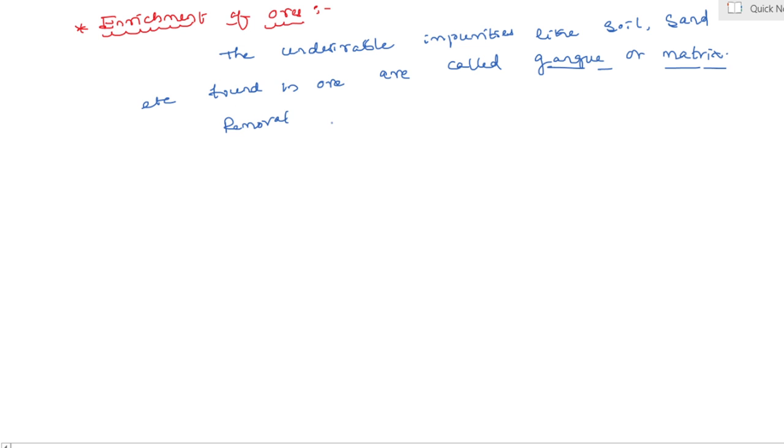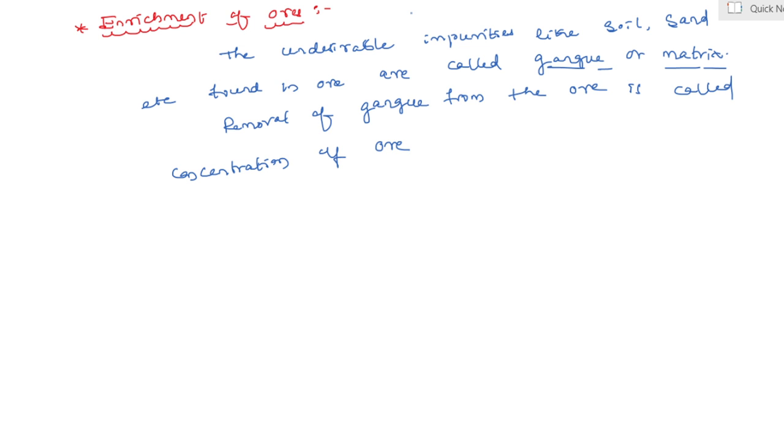Removal of gangue from the ore is called concentration of ore or enrichment of an ore. Yes, my dear students, it means total removal of the waste present in the ore, which is termed as gangue particles, is called concentration of ore as well as enrichment of an ore.